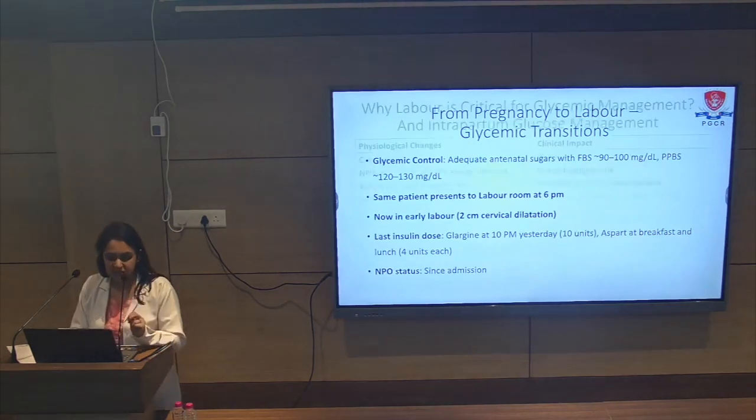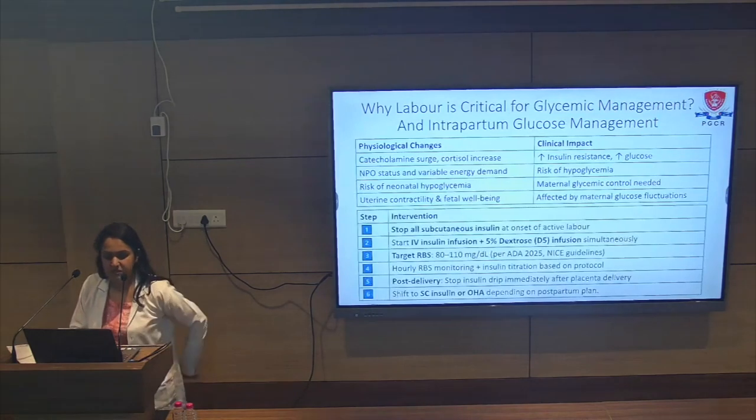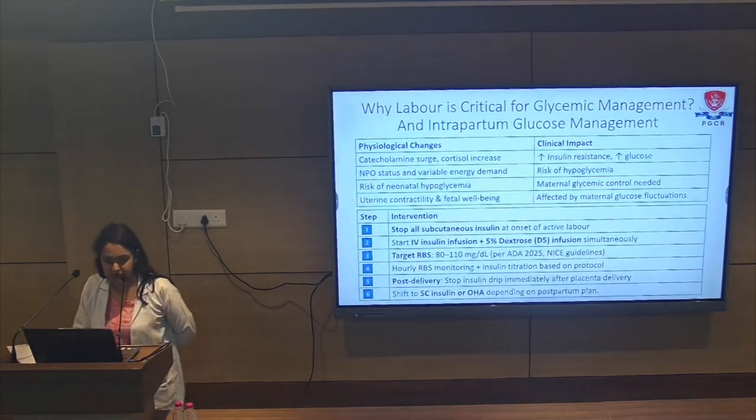Now this patient has presented in labor. Why is labor critical for glycemic management and intrapartum glucose management? Because of physiological changes like catecholamine surge and increased cortisol, there is increased insulin resistance and increased glucose levels. Because of the nil per oral status and variable energy demand, there is risk of hypoglycemia. The uterine contractility and the fetal well-being are also affected by maternal glucose fluctuations.